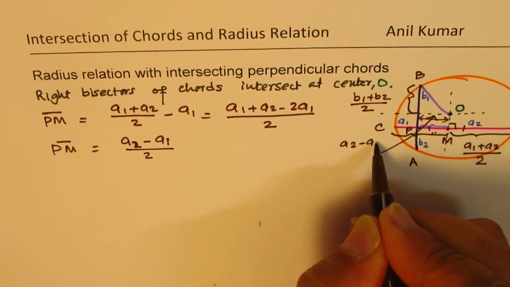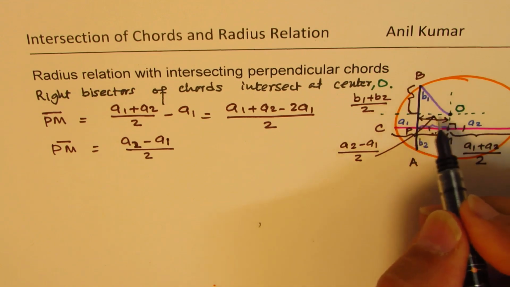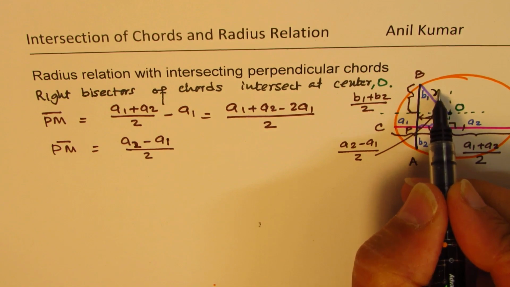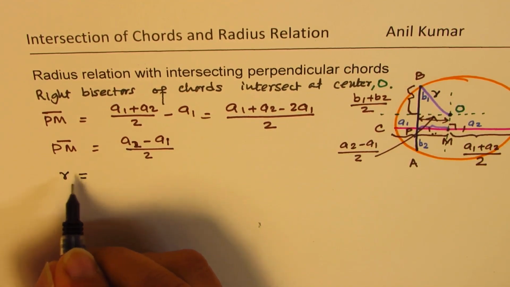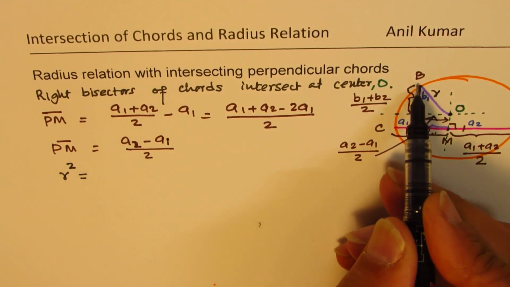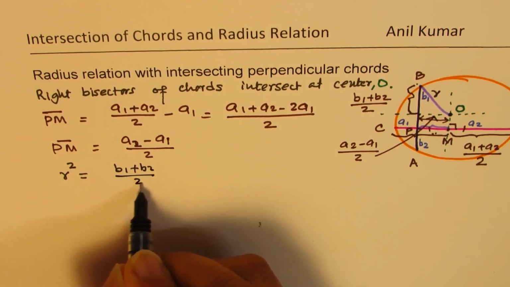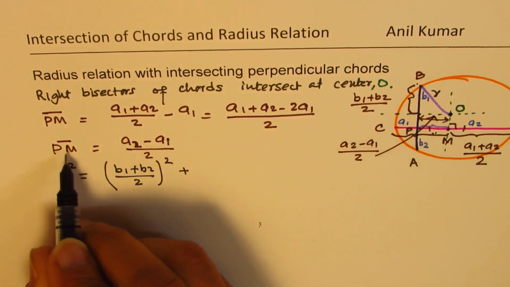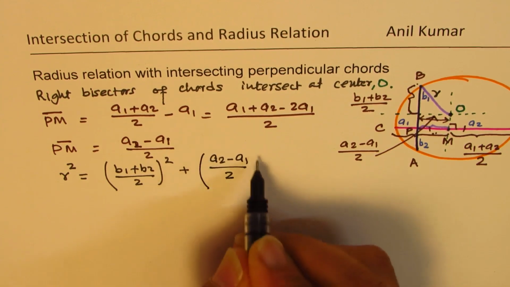A2 minus A1 divided by 2. Clear? Okay. Now, we have a right triangle, as you can see. So in the right triangle, the hypotenuse, which is the radius for us, is OB. So radius R square will be equal to B1 plus B2 divided by 2 whole square, plus this length, which is PM for us, A2 minus A1 divided by 2 whole square.